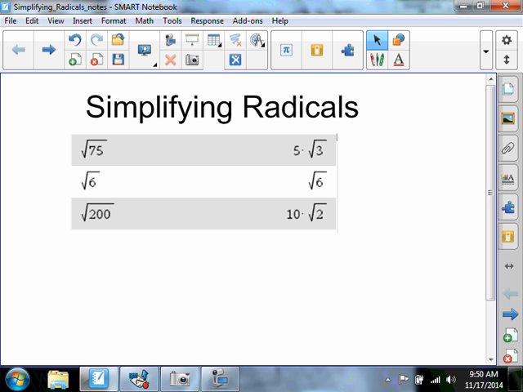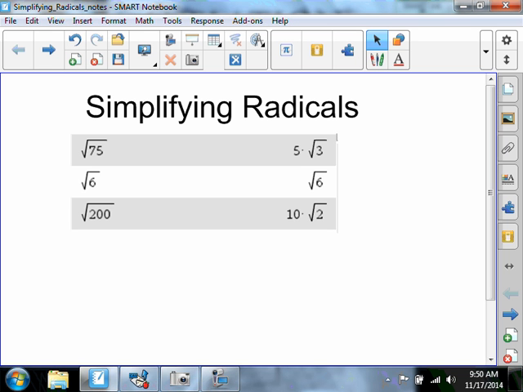So the title is Simplifying Radicals. If you want to jot down those three examples, and as we go through this, I'm sure you'll realize why they are what they are: why the square root of 75 breaks down the way it does, why the square root of 6 doesn't break down, and why the square root of 200 breaks down the way it breaks down. So in the course of the next 20 some odd minutes, you will be able to simplify radicals.